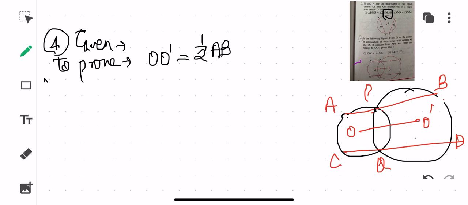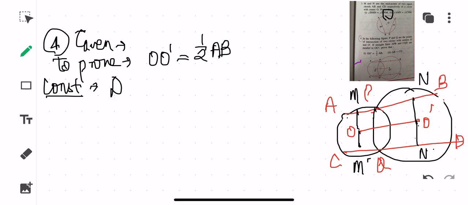Okay, and then construction. What are you going to write in construction? Draw OM perpendicular to this and O dash M dash perpendicular to this, and here, since P is already there, maybe we can take it as N, and here we can take it as N dash.